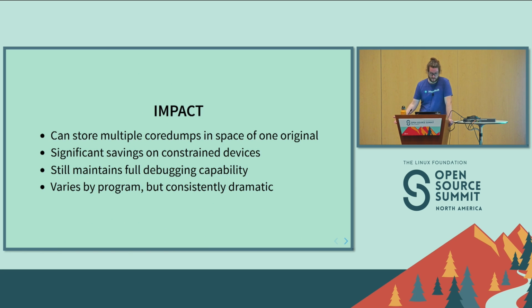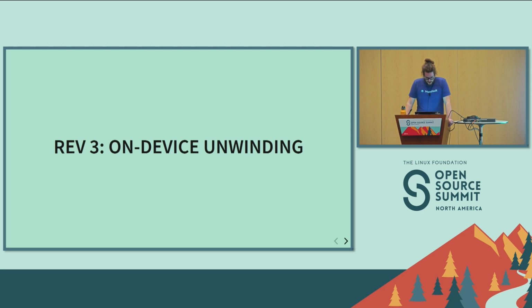Store multiple coredumps. You're not transmitting as much over the wire if that's something you're concerned about. And we're doing it all on device and maintaining full debug capability. Full is maybe a bit of a stretch there because you don't have your heap values, but like I said before, not super useful.